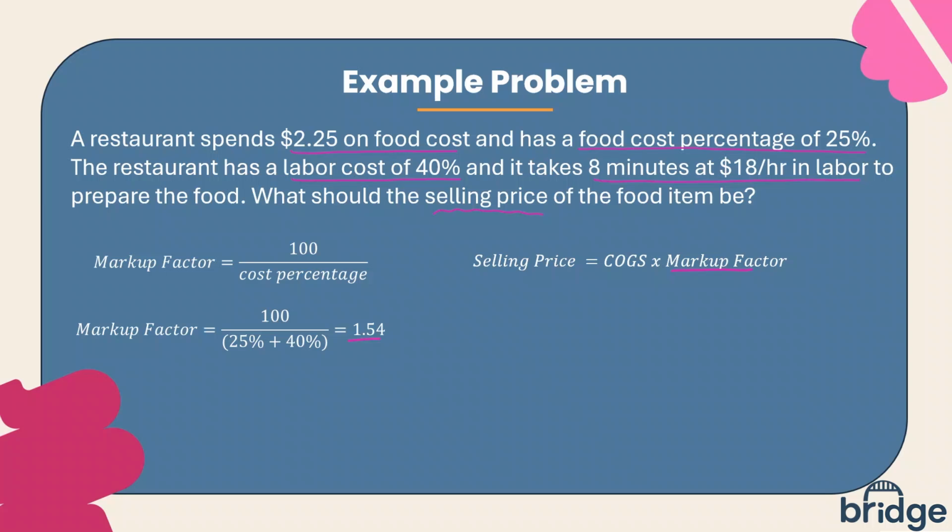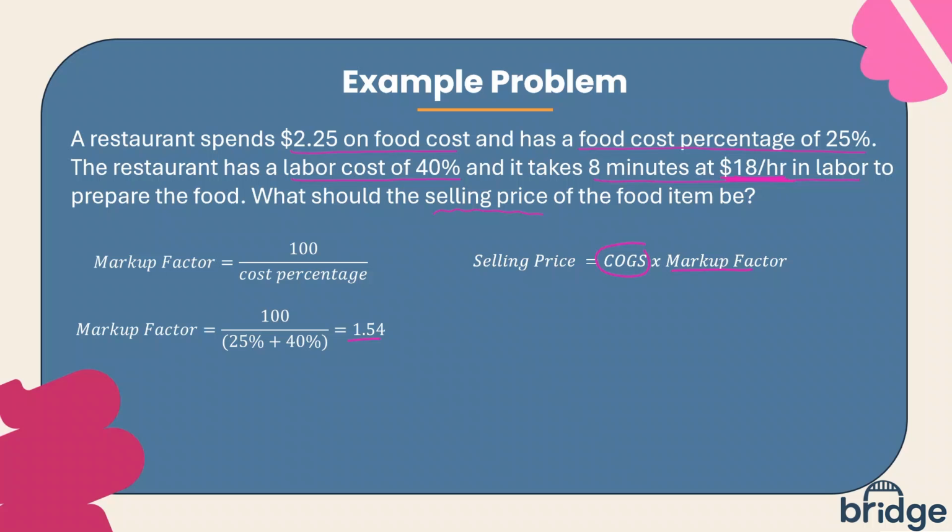Next, in this problem, we're not told the cost of goods sold. We know that they spend $2.25 on food costs, but also that they spend 8 minutes at $18 an hour. Those together make up the cost of goods sold. And so we'll need to factor that in together. We have the cost of the food plus the cost of the labor.